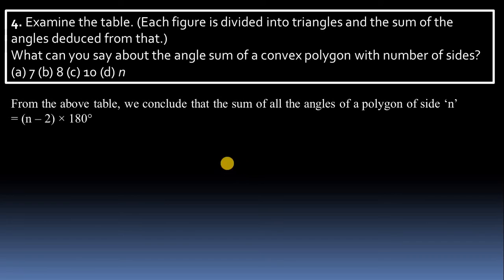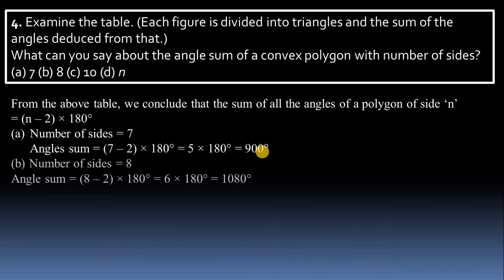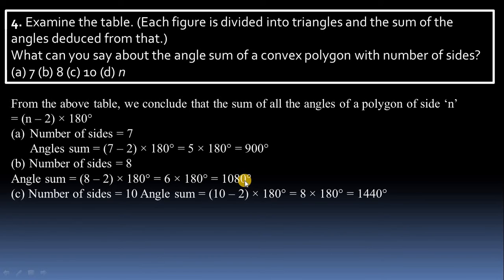Here the first value is 7, so you simply put 7 in place of n. 7 minus 2 is what? 5. 5 into 180 is 900. You just check that the answer is coming 900. Then in the second case, if the number of sides is 8, then 8 minus 2 is 6, 6 into 180, so that answer will be 1080. Then if the number of sides is 10, 10 minus 2 is what? 8, and 8 into 180 is 1440. And if the number of sides is n, then n minus 2 into 180, that you have already understood.